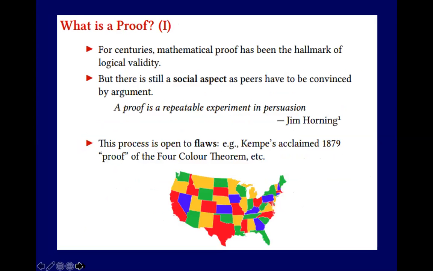Yes, there are many. Now, along with this reasoning, what occurs there? The proof. For centuries, mathematical proof has been the hallmark of logical validity. But there is still a social aspect, as peers have to be convinced by argument. So proof is a repeatable experiment in persuasion, as stated by Jim Horning. So this process is open to flaws. For example, the acclaimed 1879 proof of the four color theorem, etc. You can find it here.